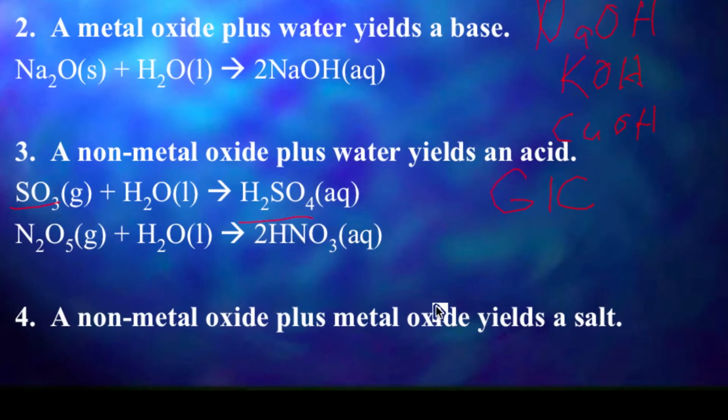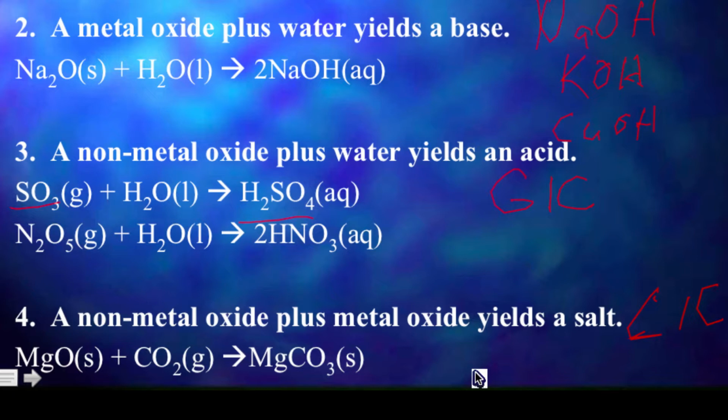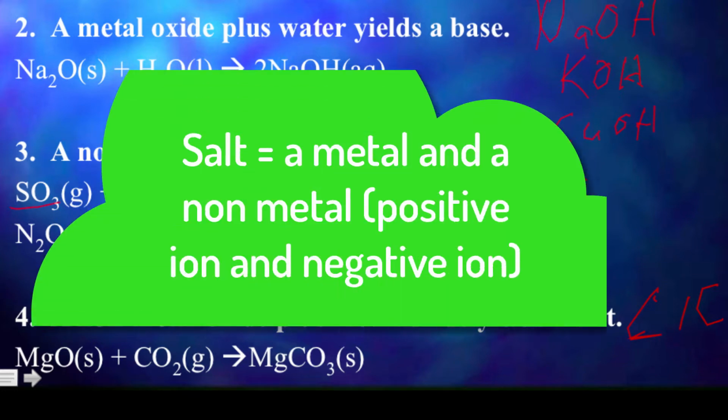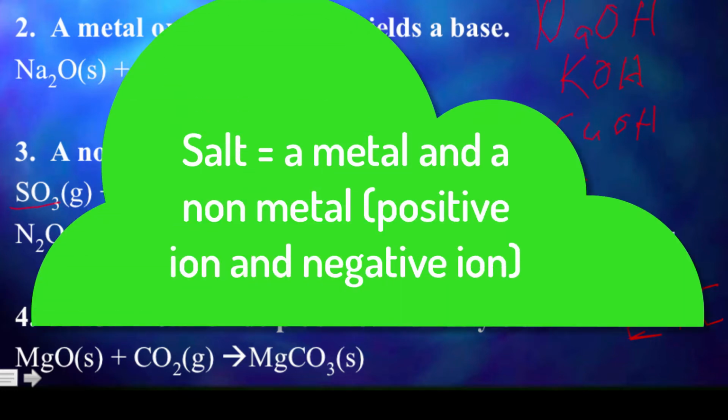The last rule is a non-metal oxide and a metal oxide yields a salt, and I'm going to want you to write GIC next to that one as well. If we look at an example of that, a salt is just a metal and a non-metal. You might want to write that up here too, so that you can remember it. It's any metal and any non-metal stuck together.